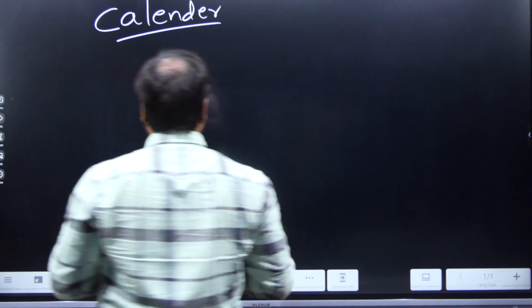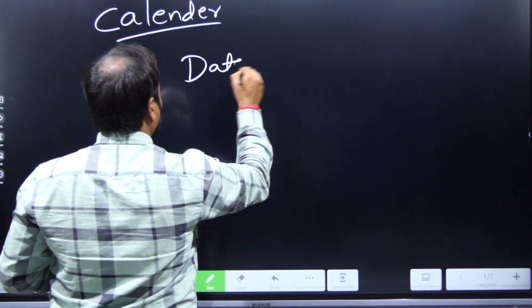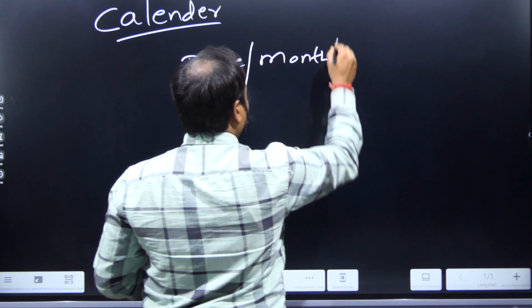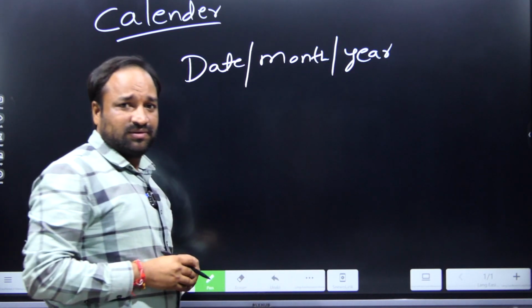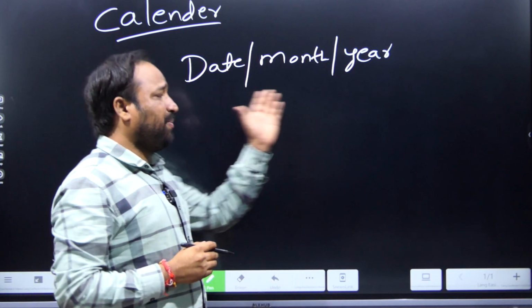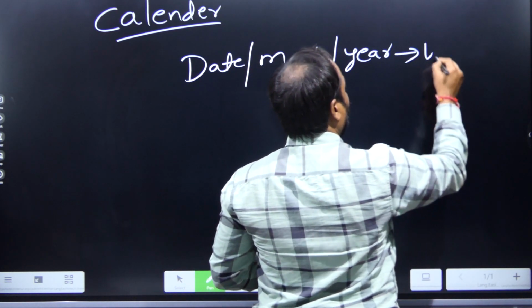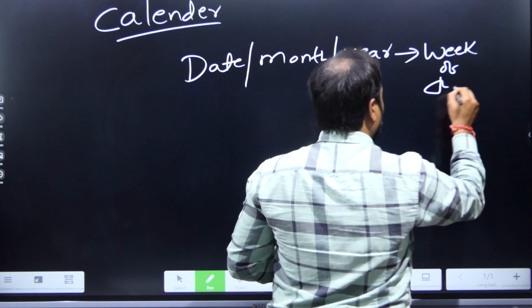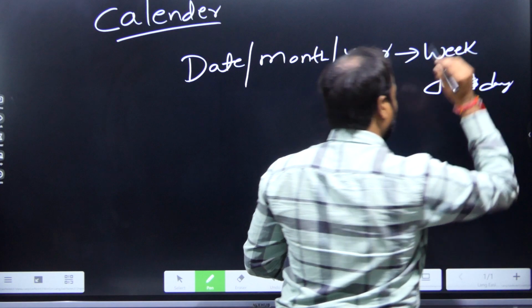Today our topic is calendars. In a calendar there are three parameters, namely date, month and year. By using these three parameters, we can find the exact day of the week.